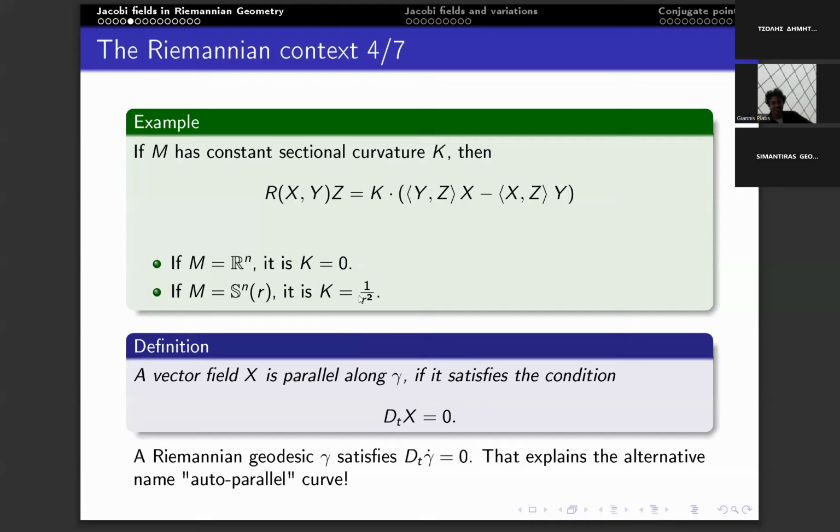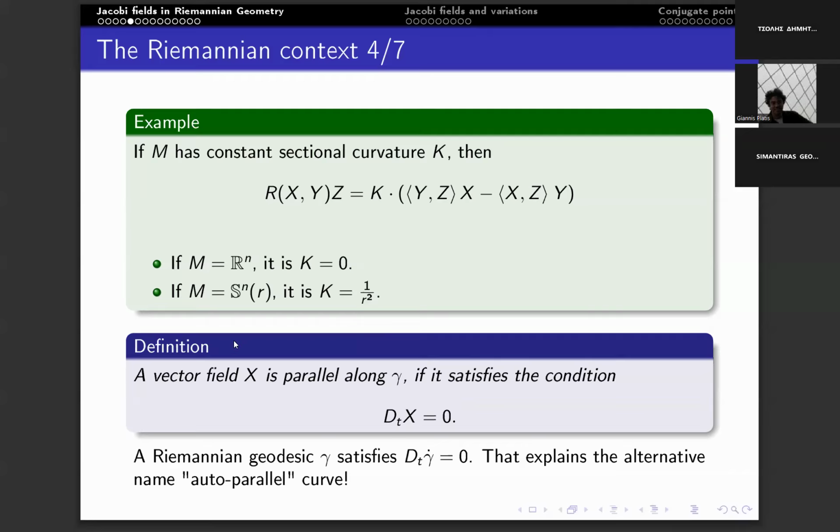Here we have an example. If our manifold has a constant sectional curvature, the formula for R can be simplified into this. For R^n, the Euclidean space of dimension n, we have that k is equal to 0. And for the n-dimensional sphere of radius r, the constant sectional curvature is equal to 1 divided by r squared.